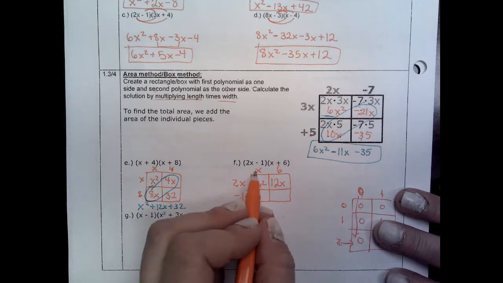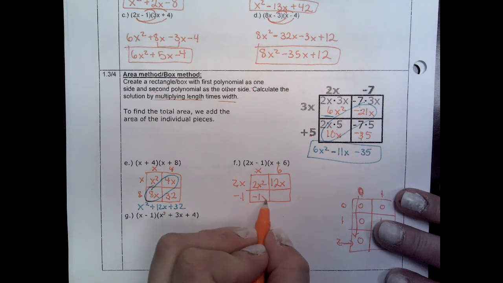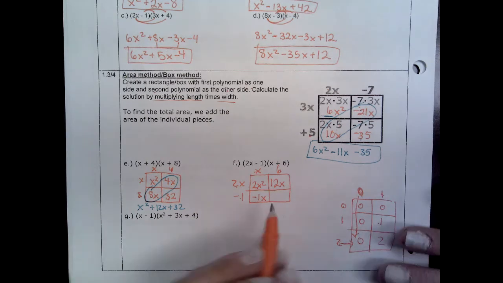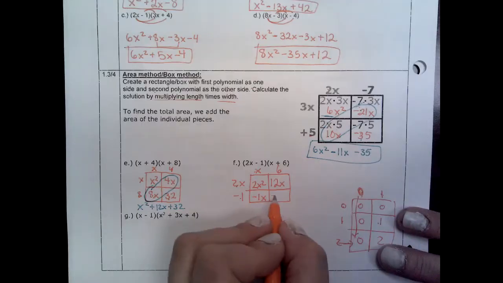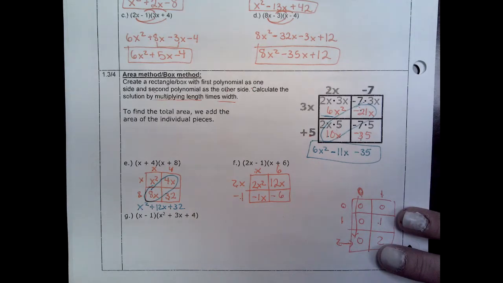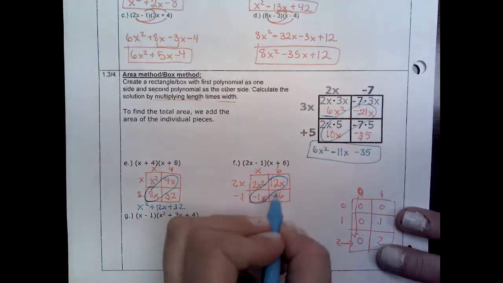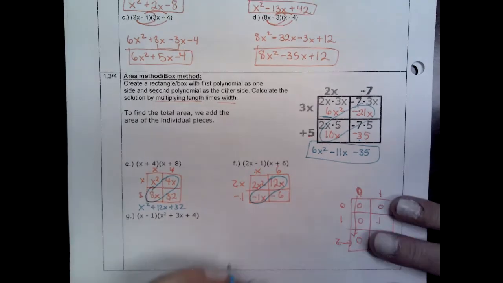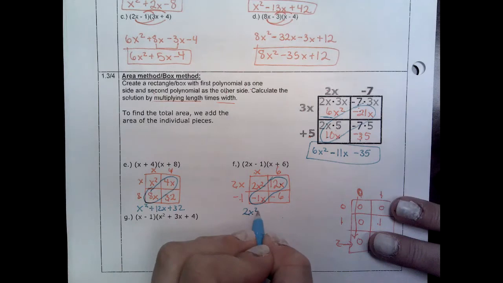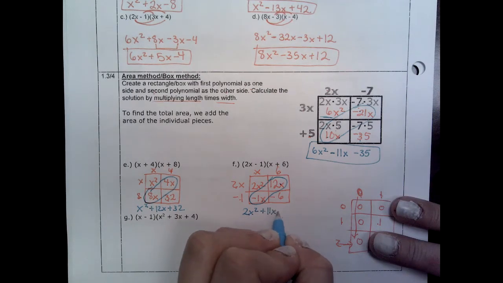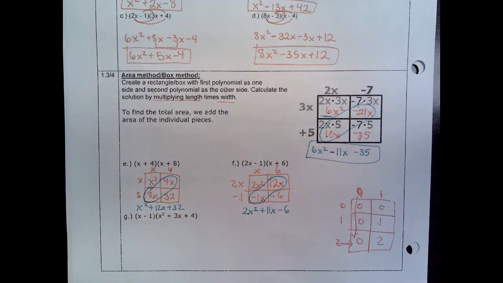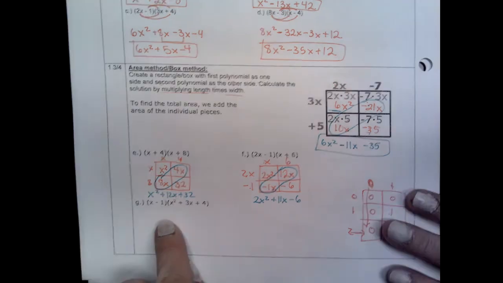Negative 1 times x is negative 1x, or you could just write negative x. And negative 1 times 6 is negative 6. These two line up. They should be the same, like terms. So now I'm going to have 2x squared plus 11x minus 6. Let's go on ahead and try this last one.